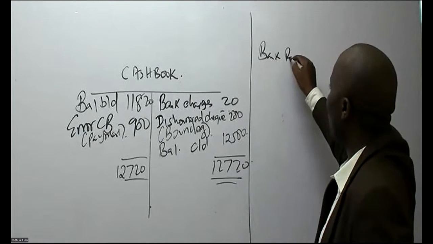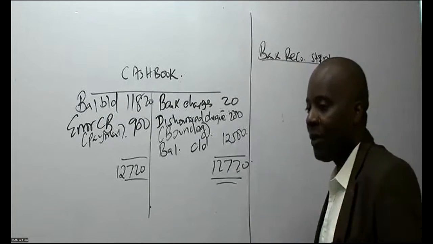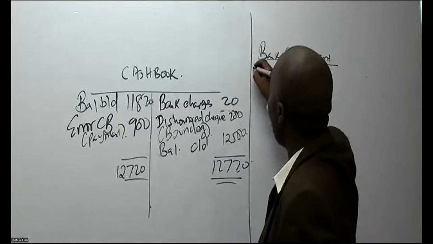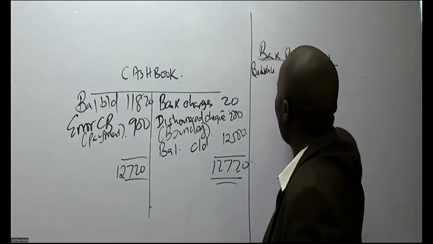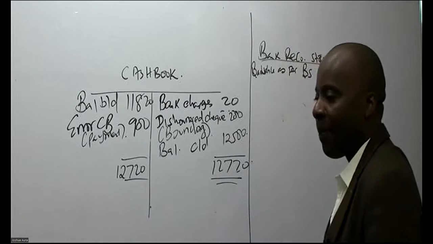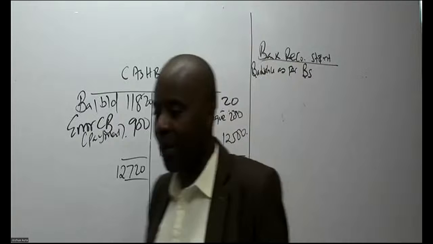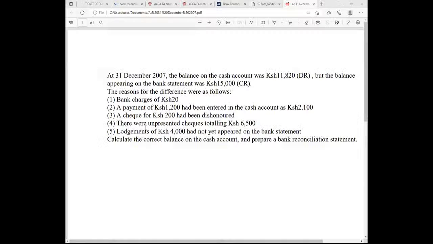A bank reconciliation statement always starts with the balance as per bank statement. What do we have here as the balance as per bank statement? We were given a figure of 15,000. The balance appearing on the bank statement was 15,000.